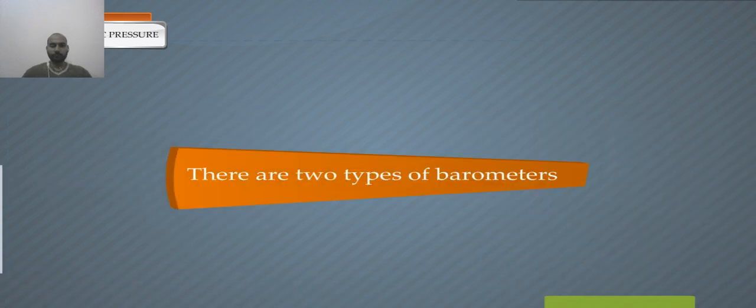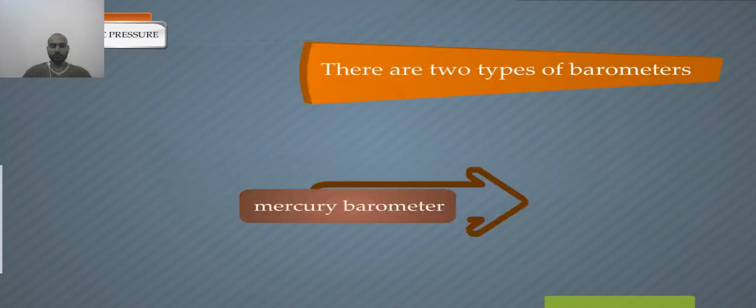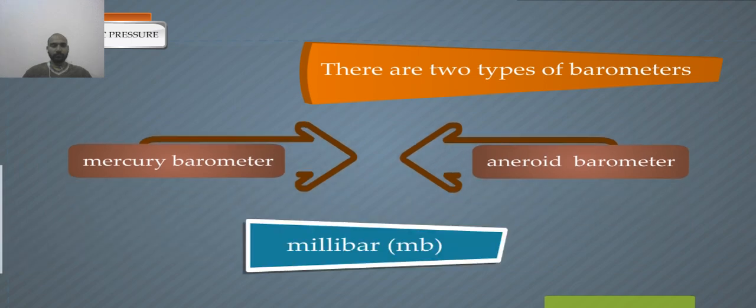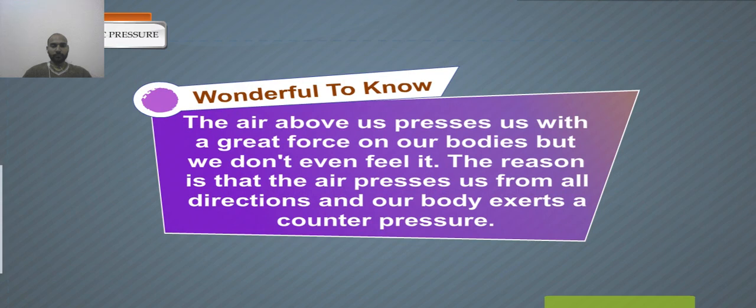There are two types of barometers, mercury barometer and aneroid barometer. The unit in which atmospheric pressure is measured is called millibar or MB. Wonderful to know, the air above us presses us with a great force on our bodies, but we don't even feel it. The reason is that the air presses us from all directions and our body exerts a counter pressure.